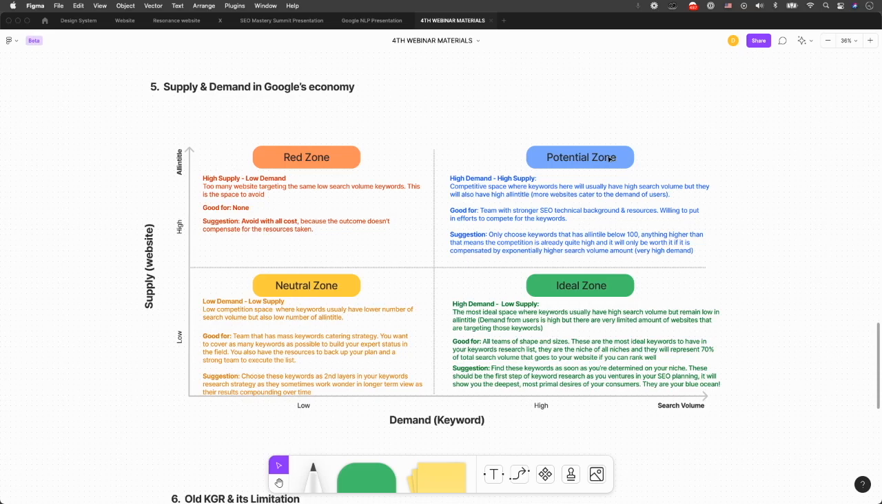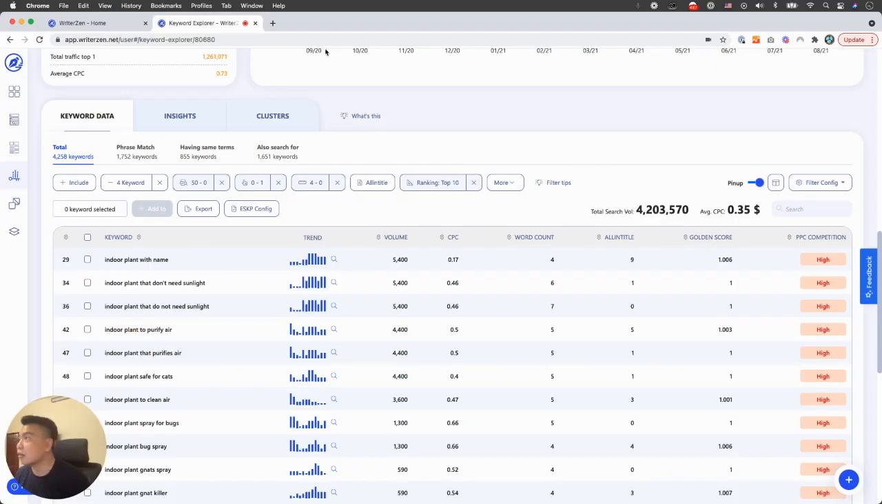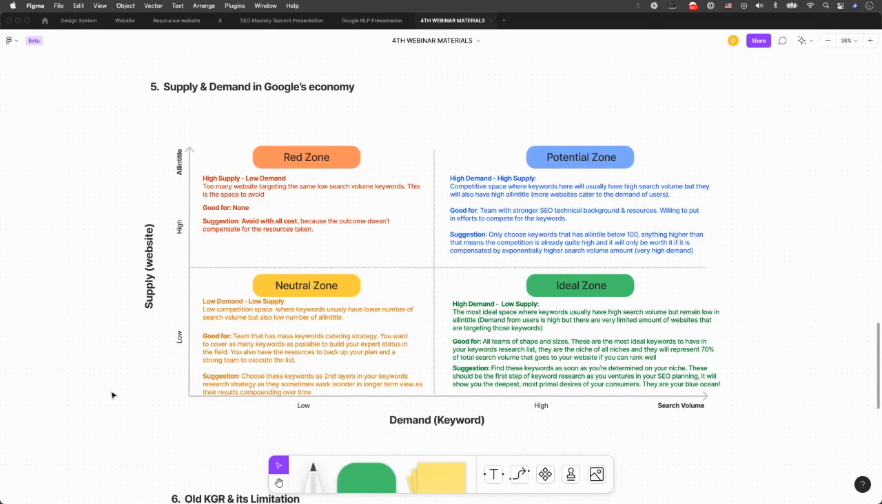So the website. I think something is wrong with my camera. Oh, it's still here, but it doesn't seem to appear over here.